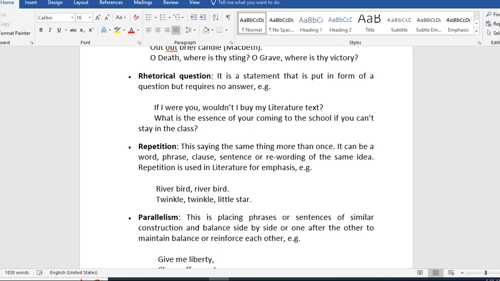For example, "If I were you, wouldn't I buy my literature text?" Let's say a teacher is addressing a student like that. You see, that doesn't require any answer. Another one: "What is the essence of your coming to the school if you can't stay in the class?" You see, that is rhetorical.